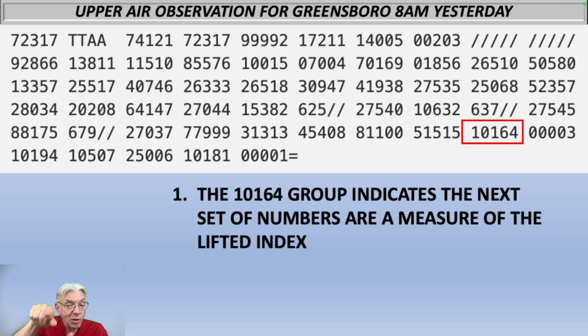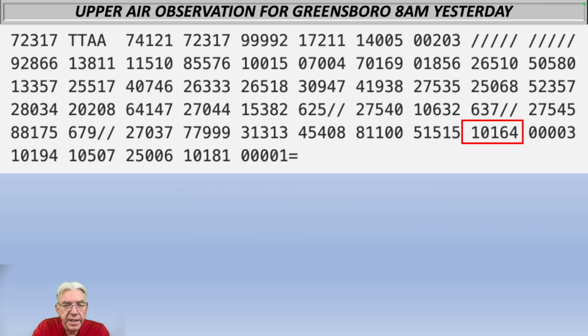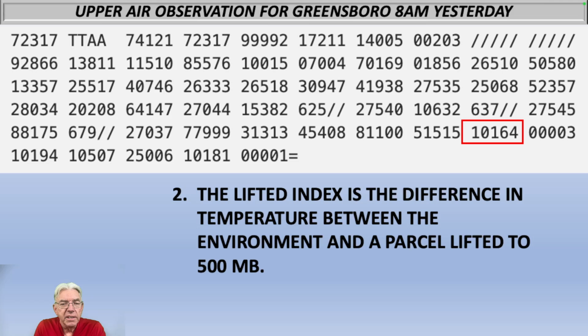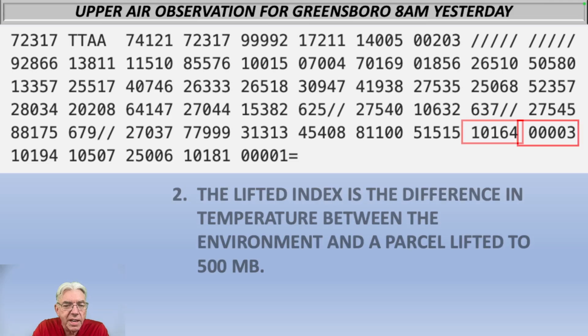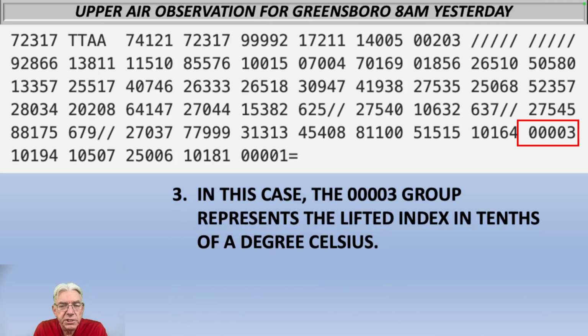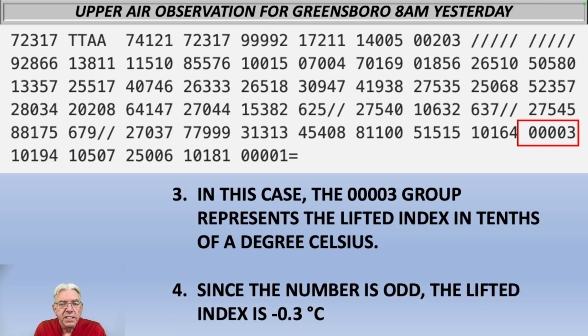And if that number is negative, that means that the air parcel is warmer than the environment, and it's buoyant, and it's going to keep accelerating upward, okay? So, in this particular case, the lifted index, again, is the difference between the environment and a parcel lifted to 500 millibars. And here you see 0.00003. This represents the lifted index in tenths of a degree Celsius. And since the number is odd, the lifted index is minus 0.3.